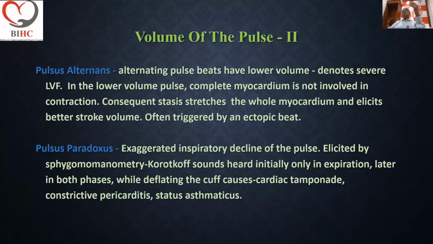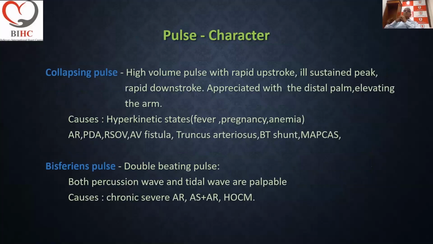Up to 10 millimeters of drop in inspiratory pressure can be normal. But if in inspiration, the systolic pressure drops by more than 10 millimeters of mercury, that's an important thing. And the cardiac conditions where this may happen include cardiac tamponade and constrictive pericarditis. Status asthmaticus can also do it with a normal heart. That was volume of the pulse.